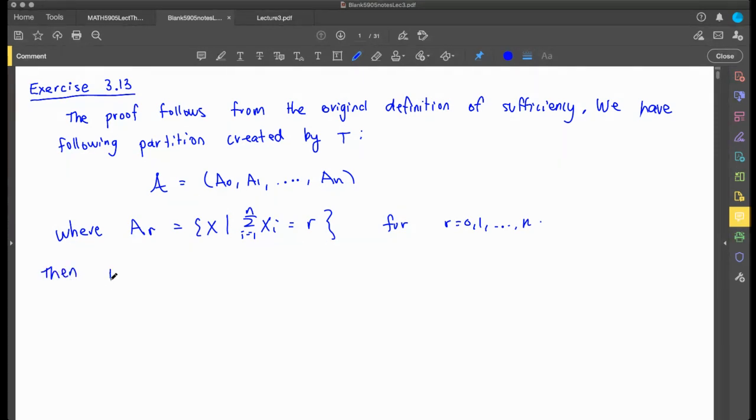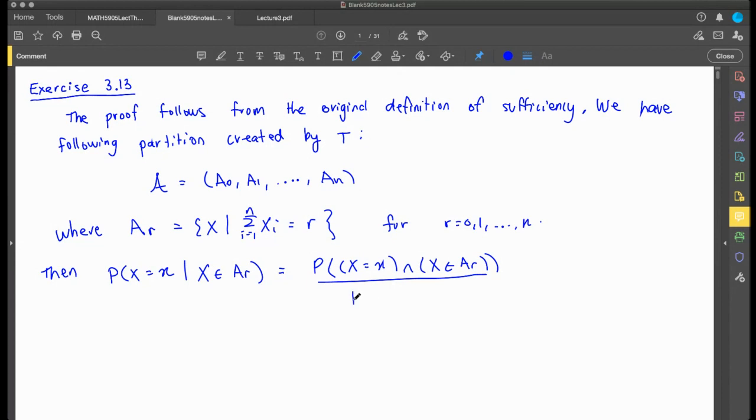Now we're going to look at the definition of sufficiency, which means to look at the probability that X equals x, given that X belongs to a set in my partition, which here just means the number of successes equals r. Here we apply our conditional probability law, so this is like A given B. Well, it's the joint probability that X equals x and X belongs in the set A_r, divided by the probability of what's in the condition, and that's X belongs to A_r. And I'm just going to call this star.